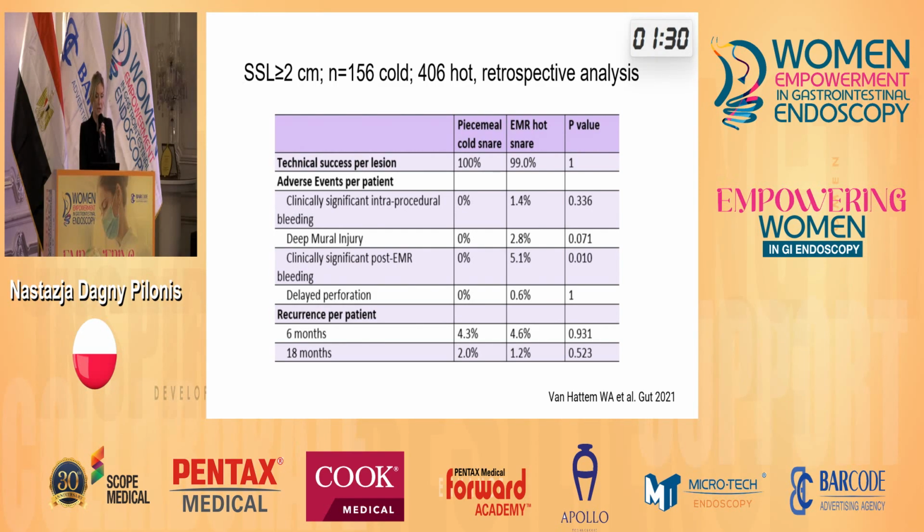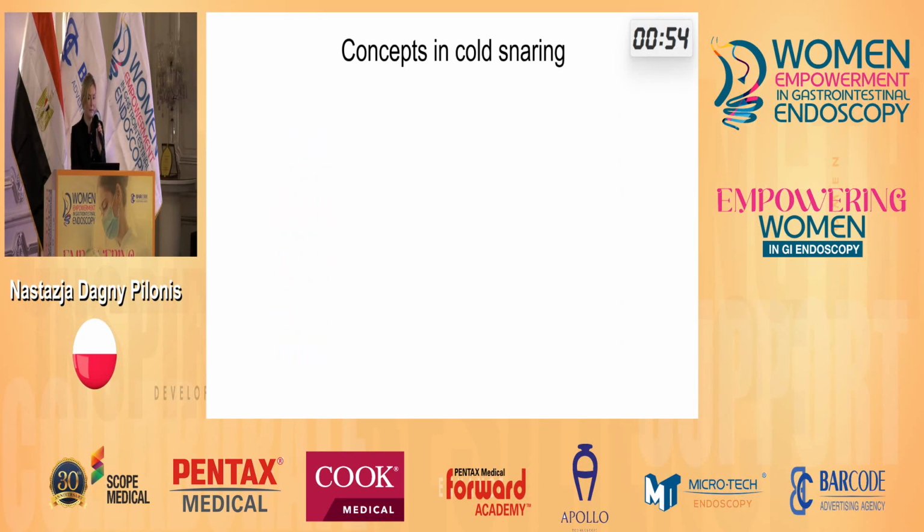What about those large lesions when we think about EMR? There is an analysis of over 500 lesions bigger than 2 centimeters, and again a comparison between cold snare and hot snare EMR showed that cold snare was associated with significantly lower adverse event rates, especially for post-EMR bleeding, but also for deep mural injury. So I think this tends to point us towards cold polypectomy.